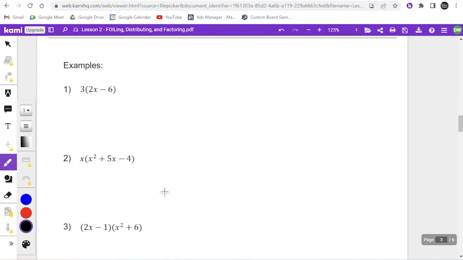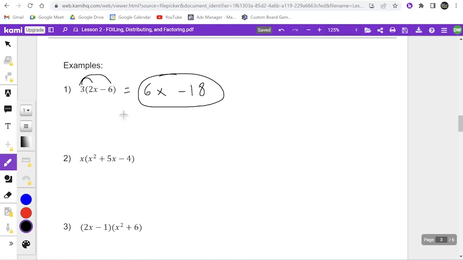Remember, distributing is just another version of foiling. The goal is still the same: multiply every combination of things together. In other words, for this one, 3 times 2x minus 6, easy one. You just got to do 3 times 2x, which is 6x, and then you do 3 times negative 6, which is minus 18. There's our answer. Easy as that.